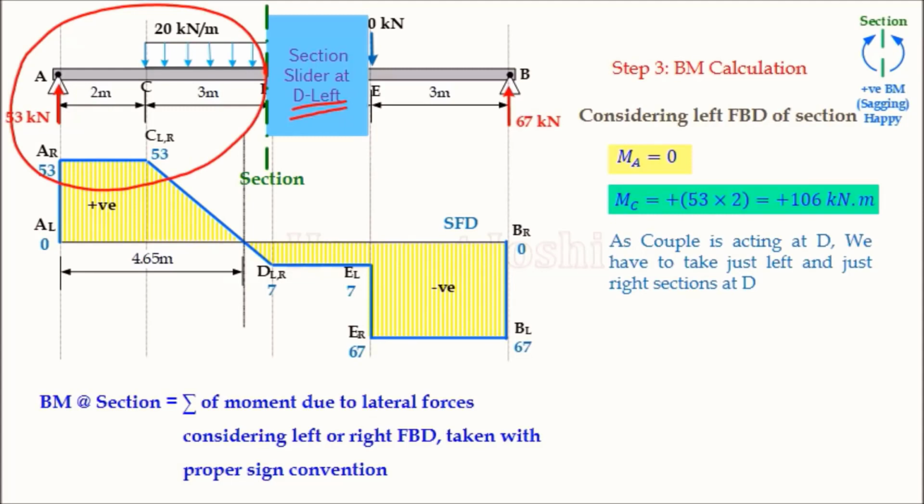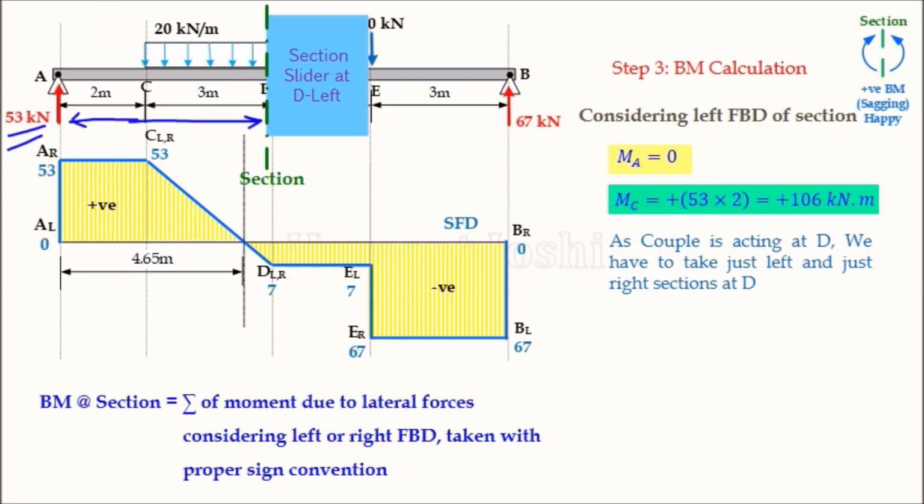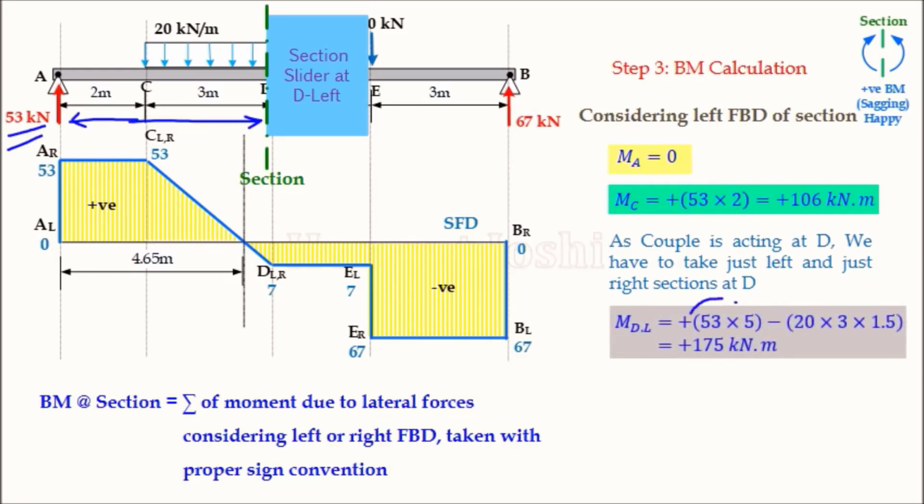So we are going to take the moment of two forces, one by one. First is 53, distance is this. So 53 into 5 is my first moment. This is the first moment. It is going out. So positive. So that is the first case.